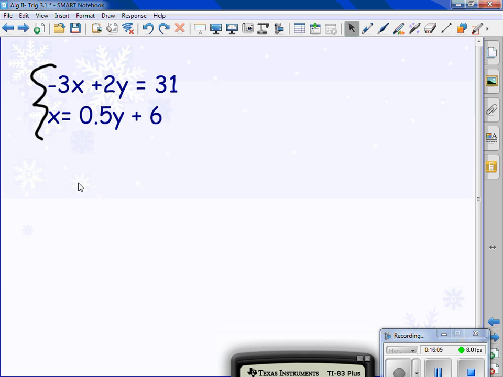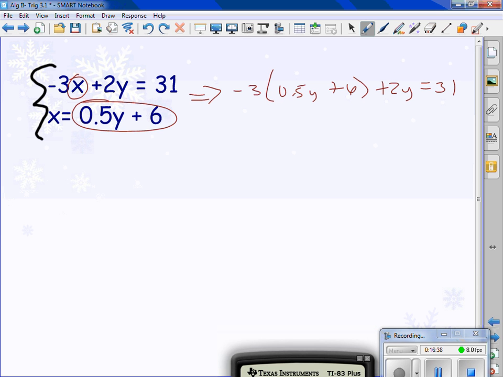But on this problem, you already noticed you have x equals something. X equals this, right? All I'm going to do is substitute this into this one, sort of like f of g. So I substitute, replace x with this: negative 3 times 0.5y plus 6, plus 2y equals 31.